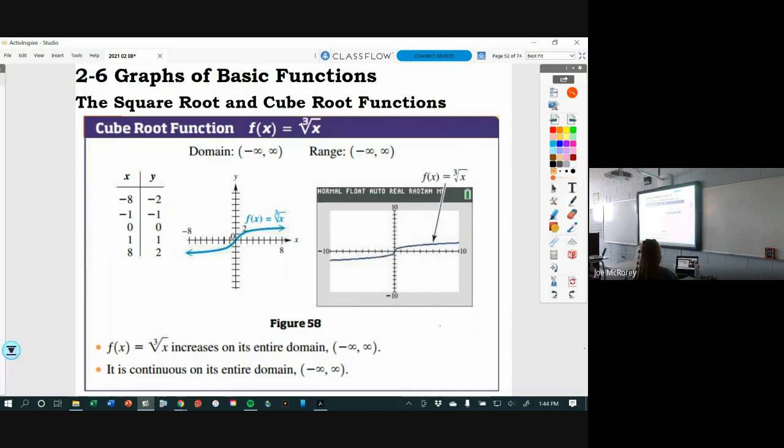Okay? Cube root function. Domain is all real. Range is all real. It's increasing forever. It's continuous forever. No breaks. Questions on cube root function.